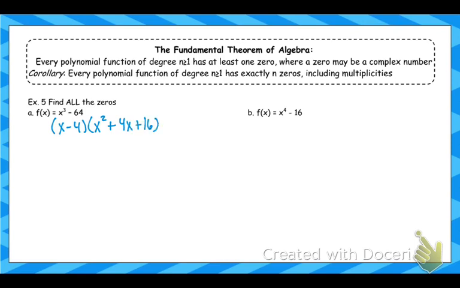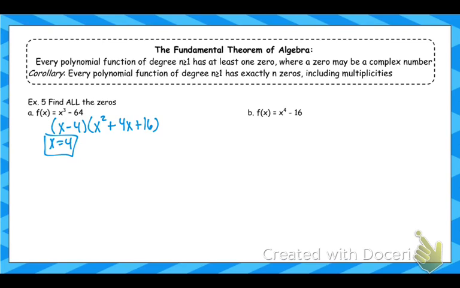So now all we have to do is find the zeros. Well, it says all zeros, which means potentially complex. Well, if this was x cubed, we're going to have 3 zeros. One of those zeros is easy. It's x equals 4. The other 2 zeros are going to come from the resulting trinomial. That doesn't factor because it's not going to give us real solutions.